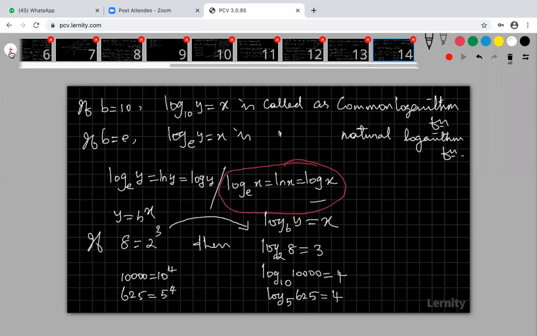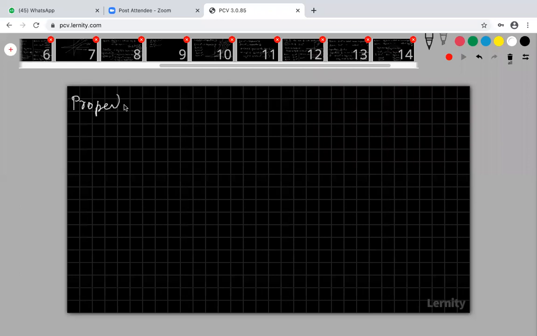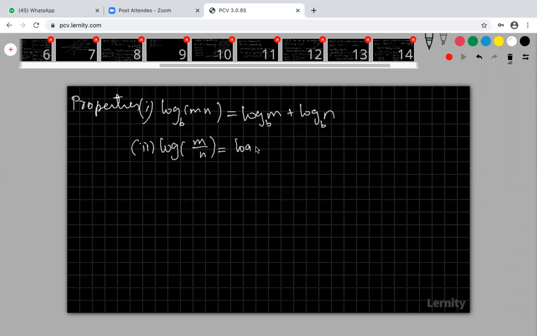Right? So the important properties. The first one is log of mn. Log mn is equal to log m plus log n. This is for any base b. And the second one is log of m by n. What is log of m by n? Log m minus log n. And the third one, log of m power n, can be written as n log m.